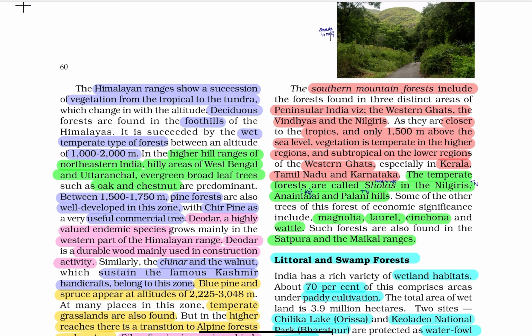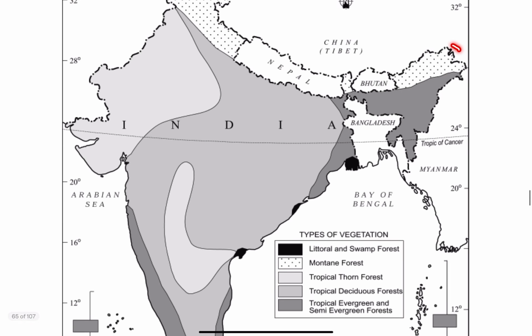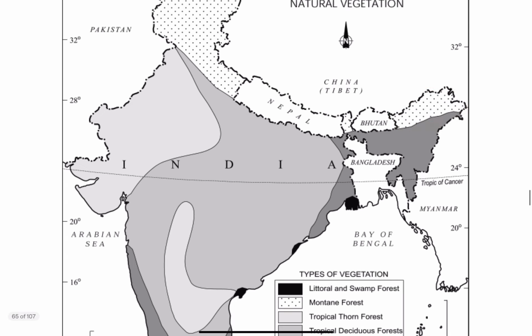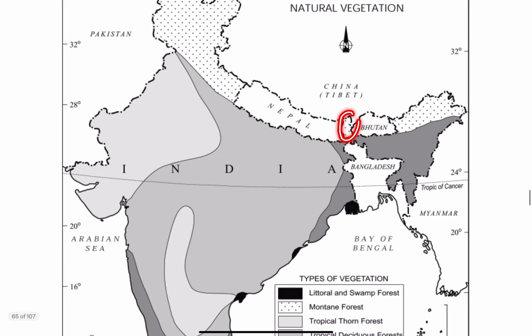Now, the example is given that in northeast India, the hilly areas of West Bengal and Uttaranchal, in these higher hill ranges, like let me show you here, in northeast India, as it's given, these are the montane forests. These all are the montane forests, right? Here we have the montane forests.